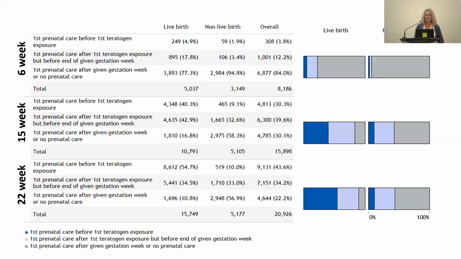As you move down to week 15, this concerns still more than half of all pregnancies, so only 40% of pregnancies had prenatal care before the exposure to a teratogen, and we still have a pretty good amount of gray here. So this is where the prenatal care started after week 15 among those women who had exposure to a teratogen. And even with 22 weeks, there's still something that we need to fix because, again, these women basically have no option anymore and would not be allowed to abort anymore when the prenatal exposure to a teratogen is discovered.